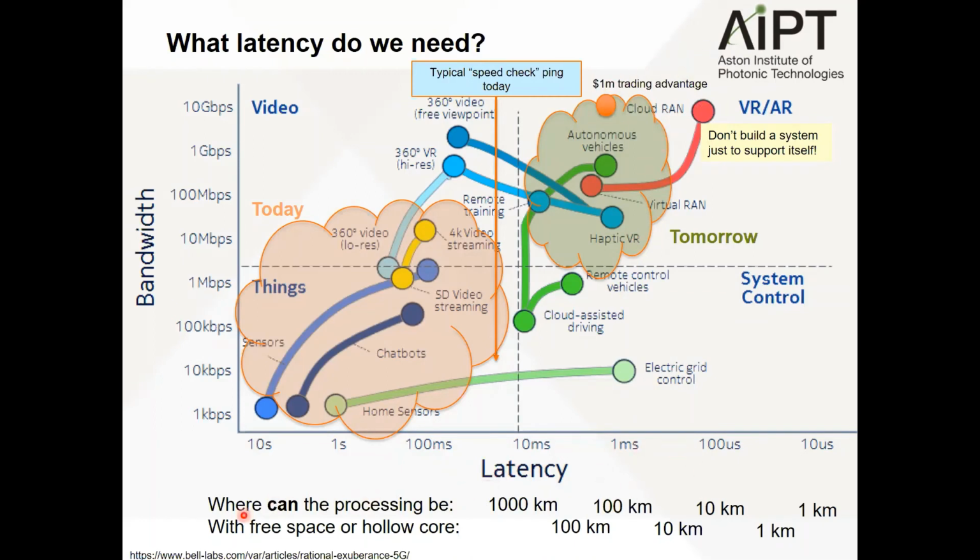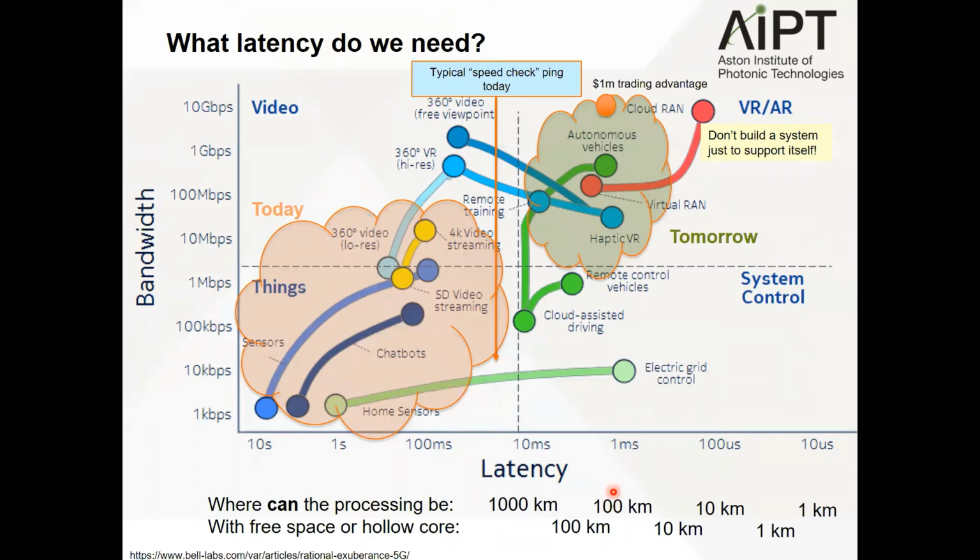Important point to note is where can any processing that you need to do be? Here is the equivalent transmission distance in a single mode optical fiber for these latencies. So if we want to do haptic virtual reality, if we want a surgeon to actually do haptic operations, he can't be based in London doing an operation in Glasgow or based in Edinburgh doing an operation in Cardiff.